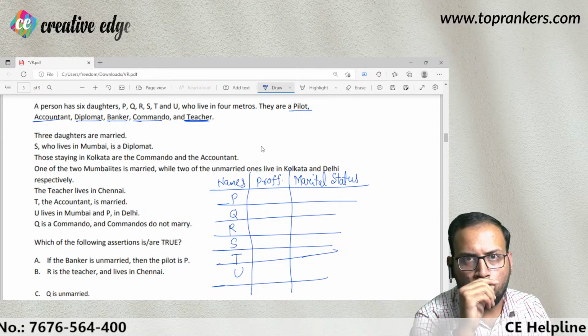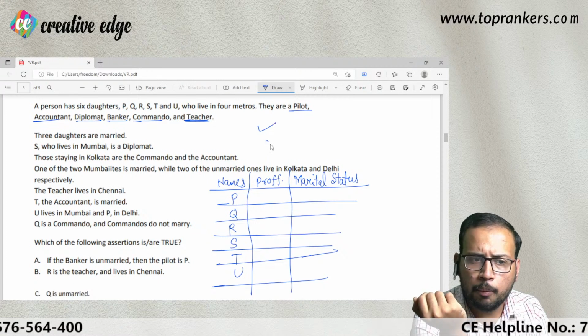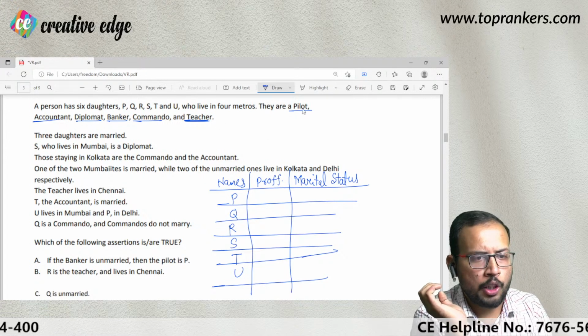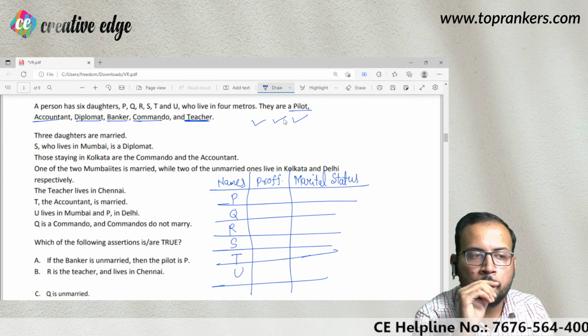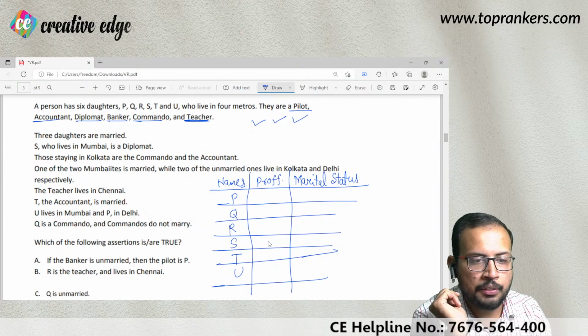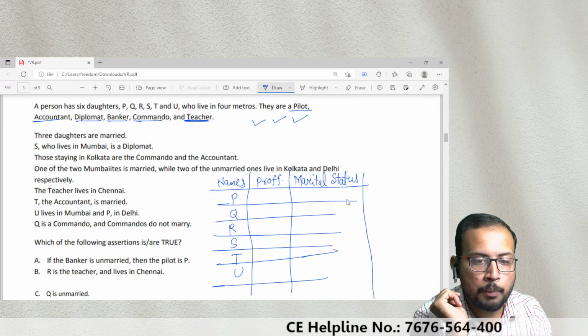ठीक है, सो व्हाट आई एम गोइंग टू डू, इफ समवन इज मैरिड आई एम गोइंग टू यूज दैट राइट मार्क, इफ समवन इज नॉट आई एम गोइंग टू यूज द क्रॉस मार्क, राइट। सो आपको क्या बोला गया, थ्री डॉटर्स आर मैरिड, सो यू हैव थ्री डॉटर्स हु आर मैरिड। देन एस हु लिव्स इन मुंबई, so you have S lives in Mumbai. Okay, further, you have names of city as well.